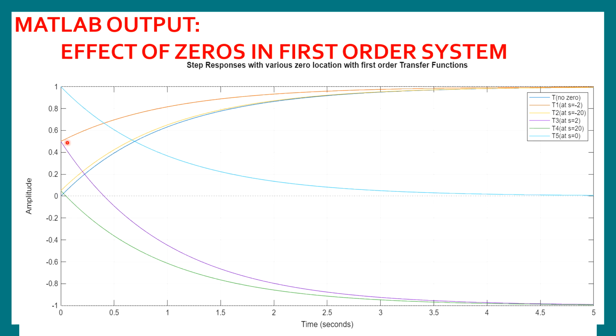Adding a zero at the location s equal to -2 will make the initial magnitude jump up, and hence it reduces the rise time. And this is the response if a zero is added at the origin, so it means it has an initial transient response and the final value will settle at 0. And these two plots represent the location of zeros at the RHS, and they have an undershoot. So the graph will shift to the opposite side and it settles at -1.